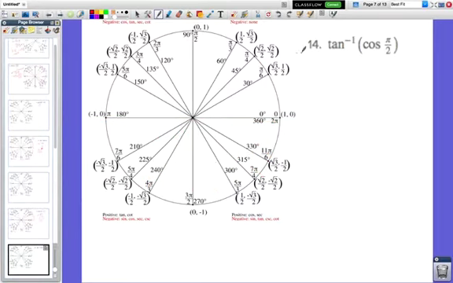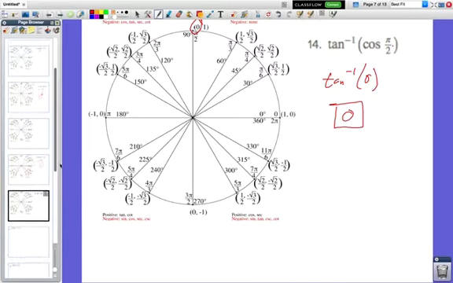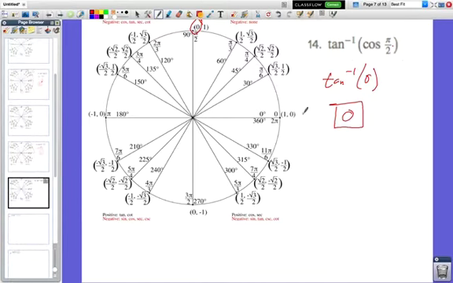So now let's look here. I've got cosine of pi over 2. The cosine of pi over 2 is this x value here. So I'm looking for the inverse tangent of 0. Well, I think we've done that before. Wasn't that here, right? So that answer is 0. I want to just make one up.